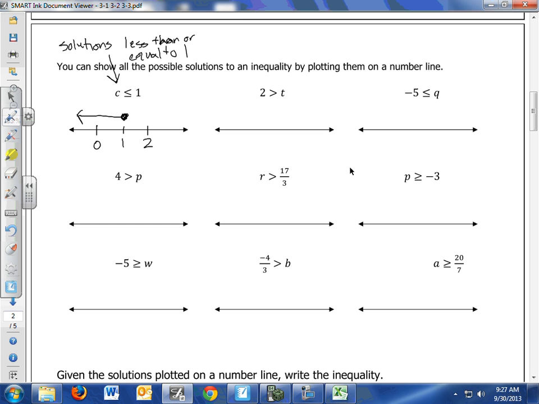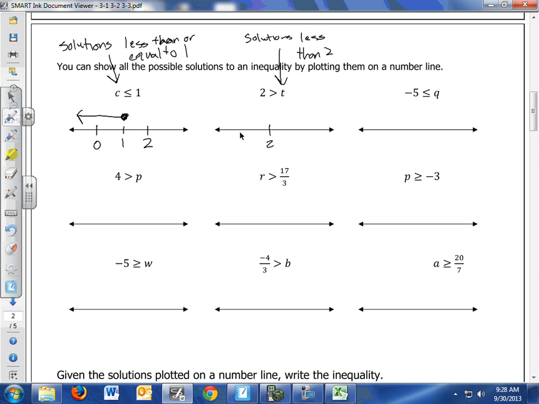Okay, pretty simple. My variable, however, can be on the right side. I would read this from right to left. This would be read, T is less than 2, or my solutions are less than 2, from right to left. I'm not going to rewrite this. I'm not going to just look at the symbol and see which way it's pointed. I'm going to read it from right to left.